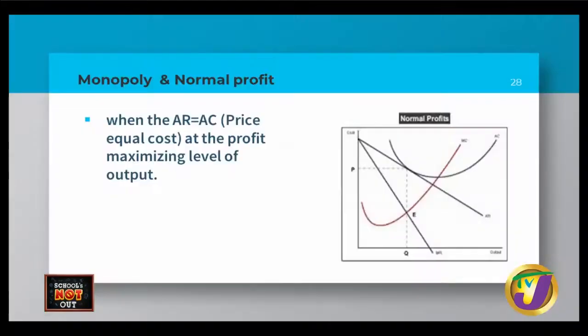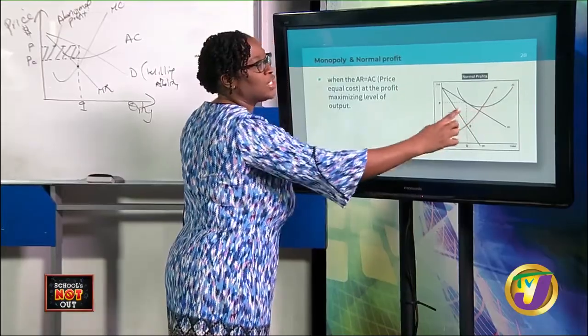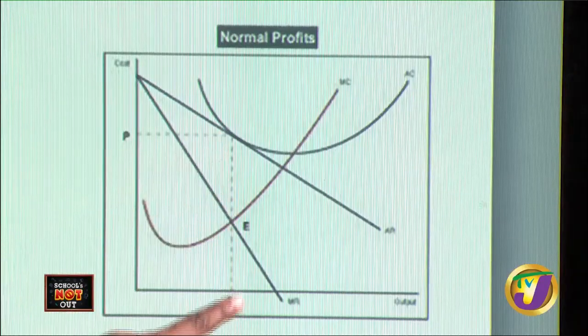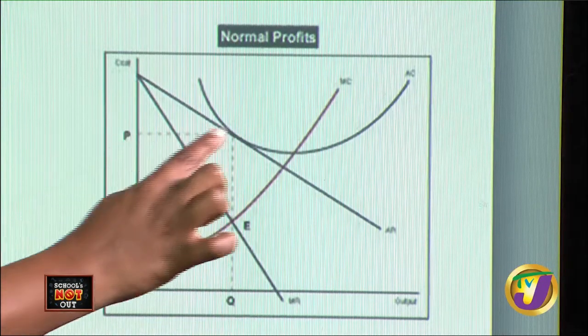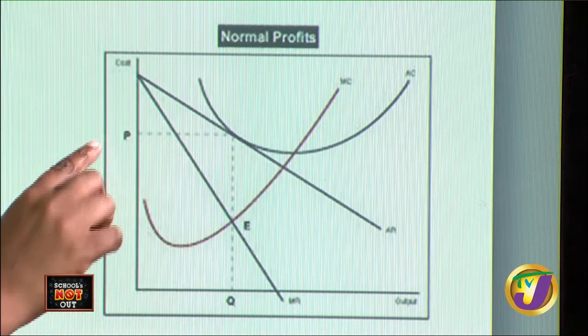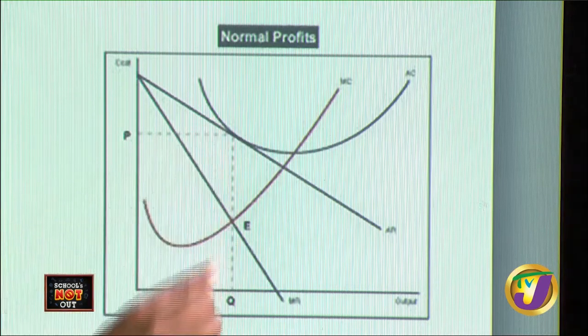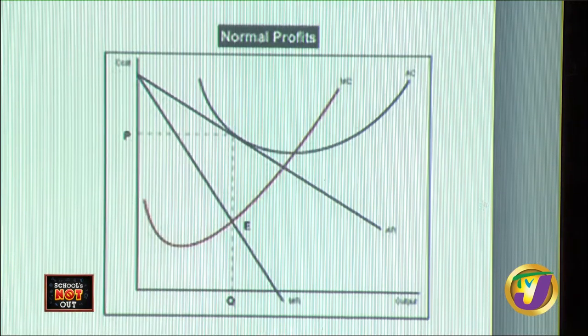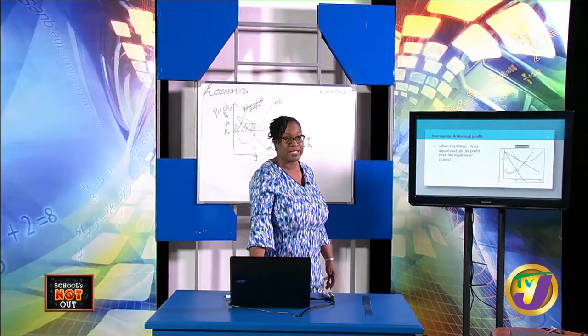Normal profit, which really never happens, happens when the average revenue or price is equal to the cost at the profit maximization level of output. So what you'll find here is that your average cost curve is sitting tangent to your demand curve right where you are also charging the same price. So you are breaking even. Your selling price and the cost of producing that level of output is the same. So you are not making any excess profit.